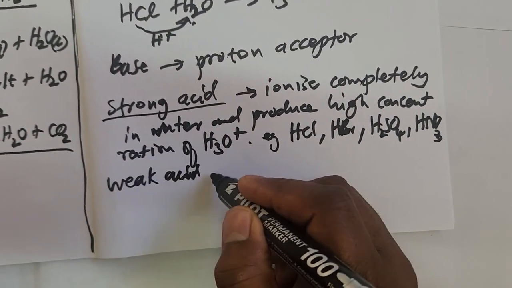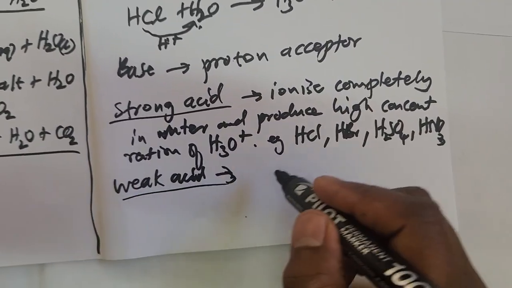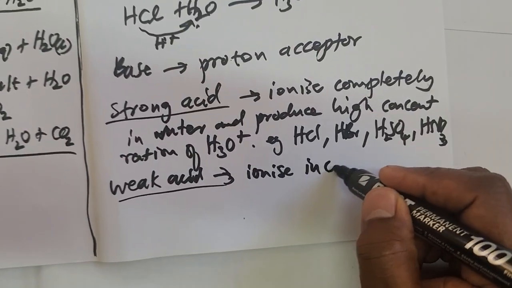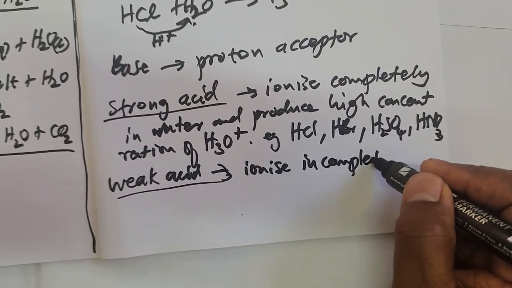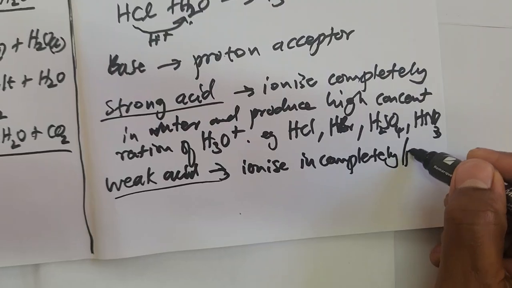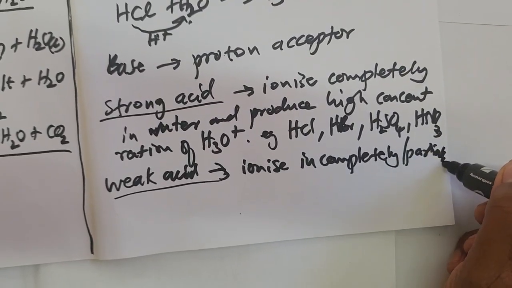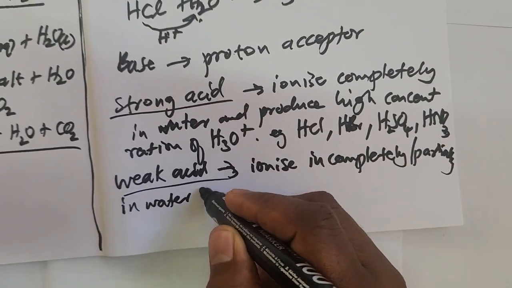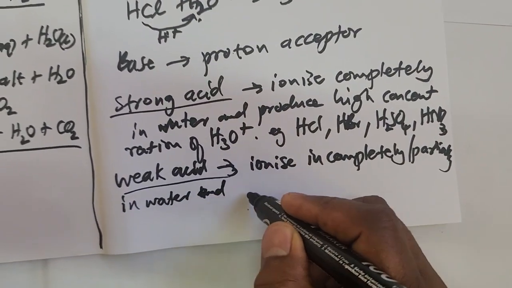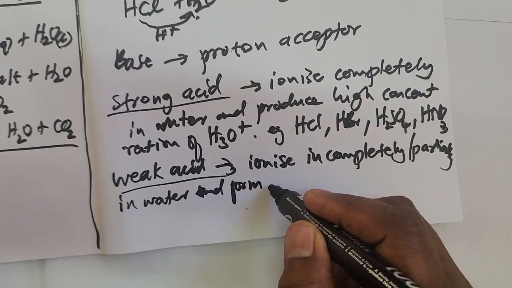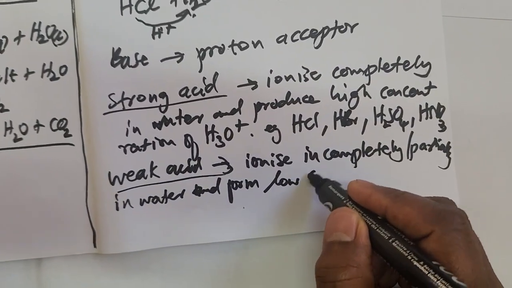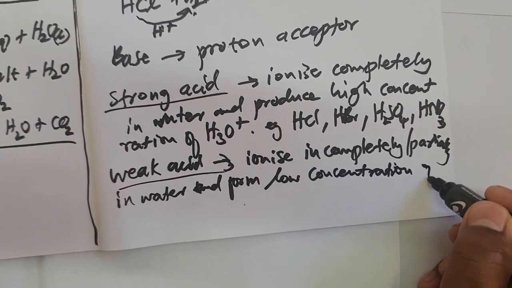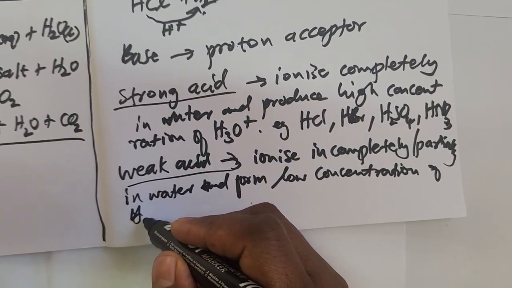Whereas weak acids are the ones that ionize incompletely, or partially. If your English is okay, you can use the word partially, in water to produce and form a low concentration of hydronium ions.